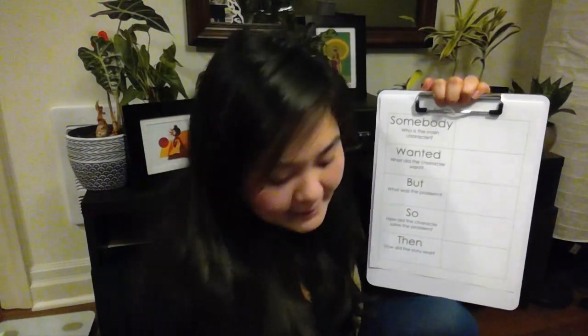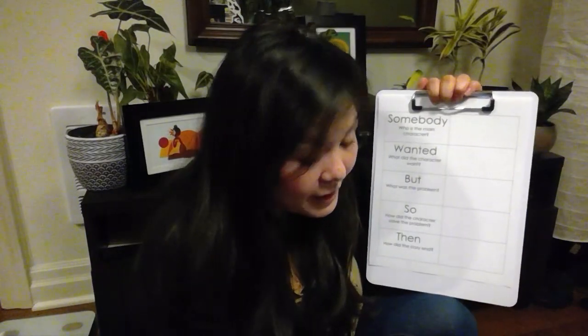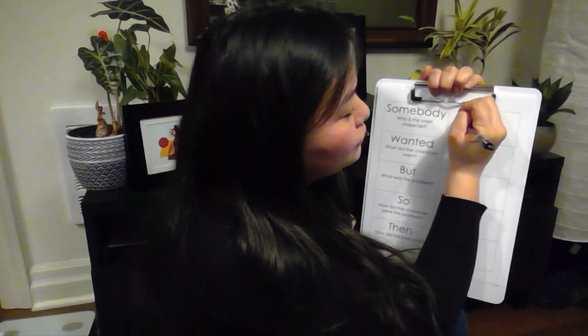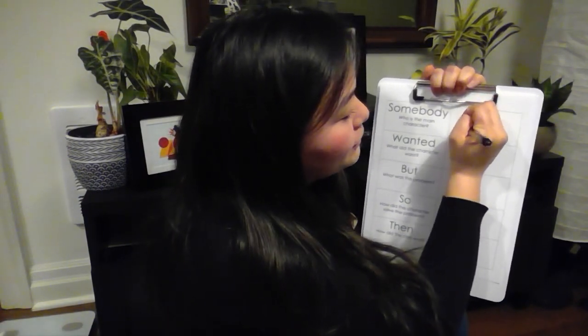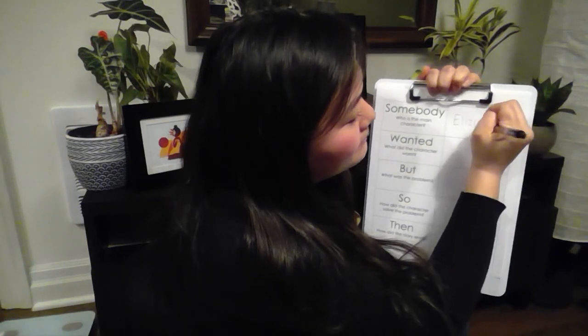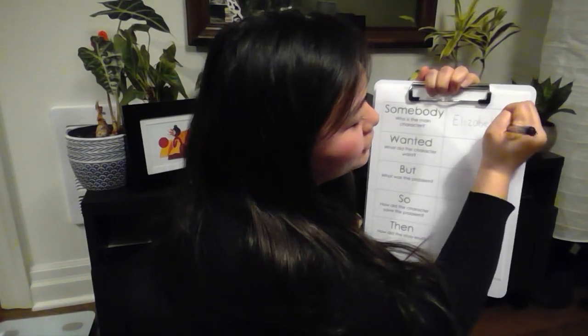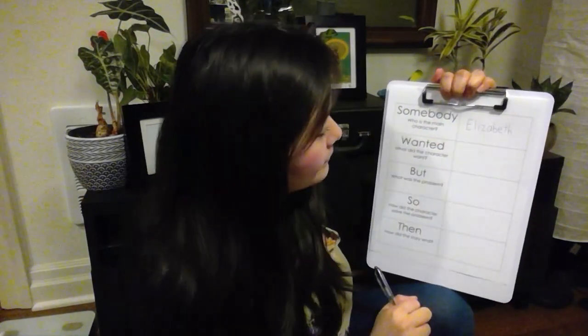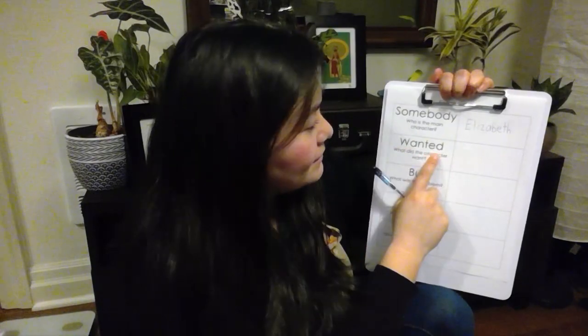The main character is the character in the story that comes up a lot, or the story's mostly about. So we know that in this book, the main character is Elizabeth. I'm going to write her name here. And again, I'm going to do research from the book to write the letters in her name. Elizabeth. So, the somebody or the main character is Elizabeth. Now, the second part is wanted. What did the character want? In this story, what did Elizabeth want?